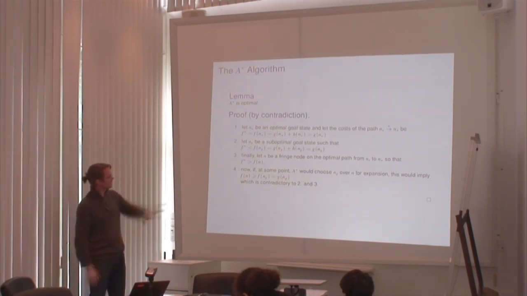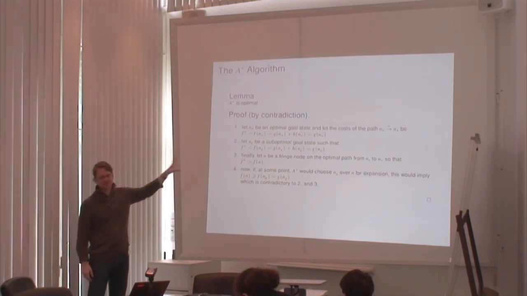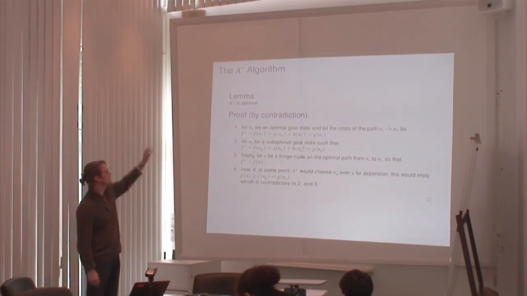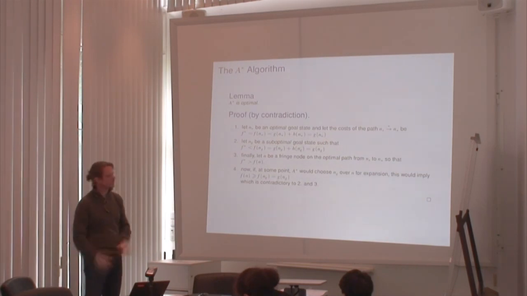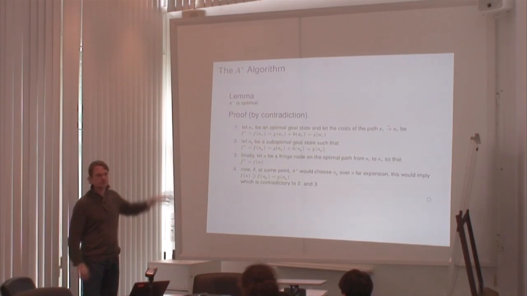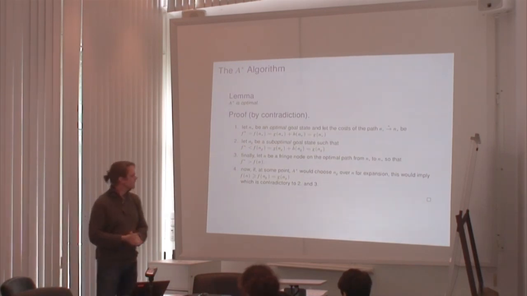Well, I said I'm going to prove this to you, but in the interest of time I will not. This is trivial. This is so trivial, it's embarrassing. This is the lemma that A star is optimal, and this is the proof. Look at it at home. I'll skip it because of time.